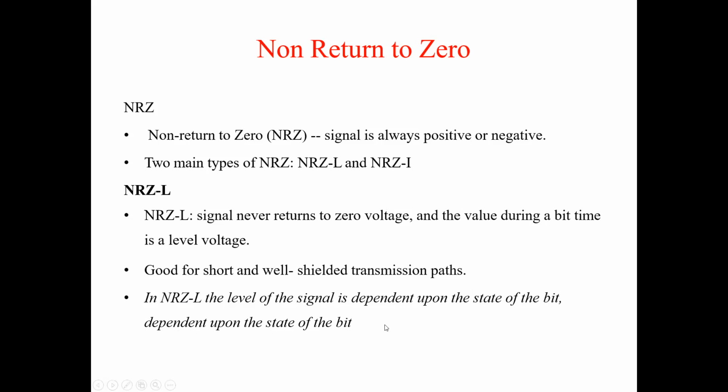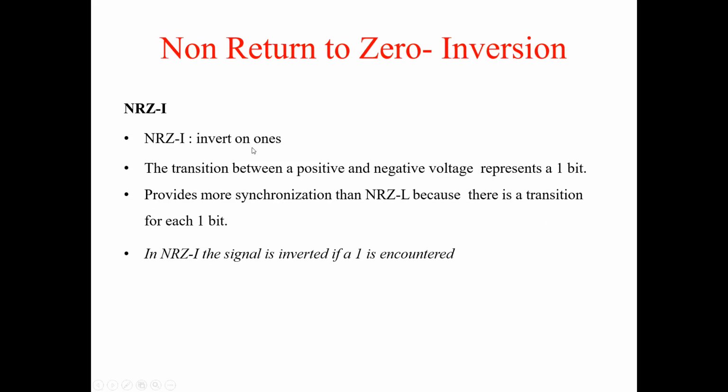Now see what the state of the bit can be in digital transmission: it may be 0 or it may be 1. Remember, this is non-return to zero L. L stands for the level voltage during a bit time, meaning 0 and 1. One particular level of the voltage is determined. And NRZ-I is invert on ones, non-return to zero inversion, invert on ones. What do you mean by the inversion?